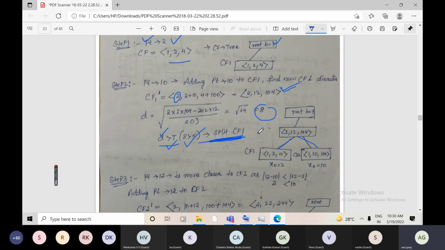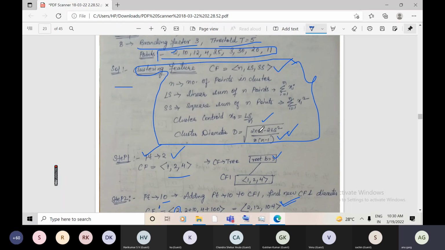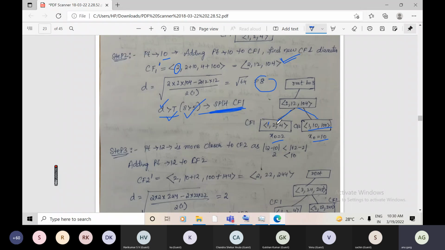And then your next point was 10, right? So 1, 10, 100 separately. And the centroid you need to write here. Centroid of this cluster is 2 divided by 1, 2, and 10 divided by 1, 10. This is the formula LS by N. How many points are there here? 1. So the LS value is 2; 2 divided by 1 is 2. 10 divided by 1 is 10.